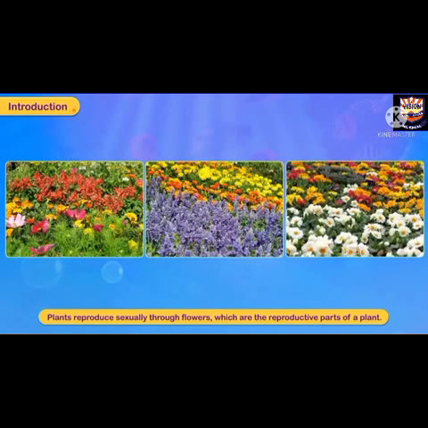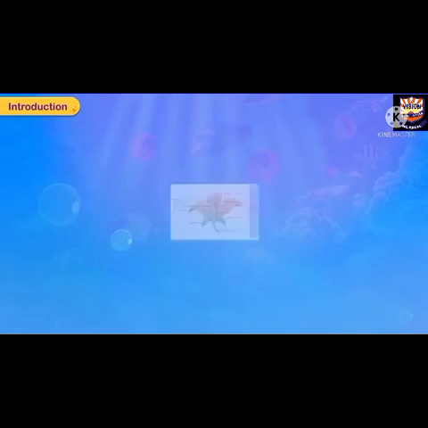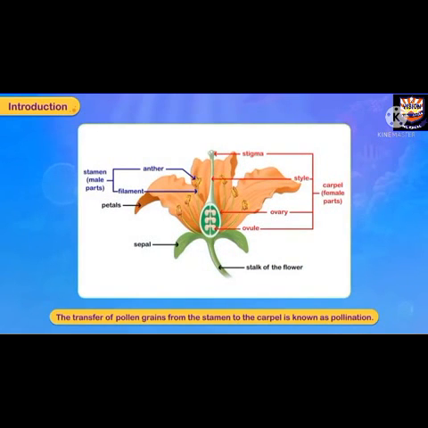Plants reproduce both sexually and asexually. Sexually through flowers, which are the reproductive parts of the plants. The transfer of pollen grains from the stamen to the carpel is known as the process of pollination, and this pollination can take place with the help of insects.